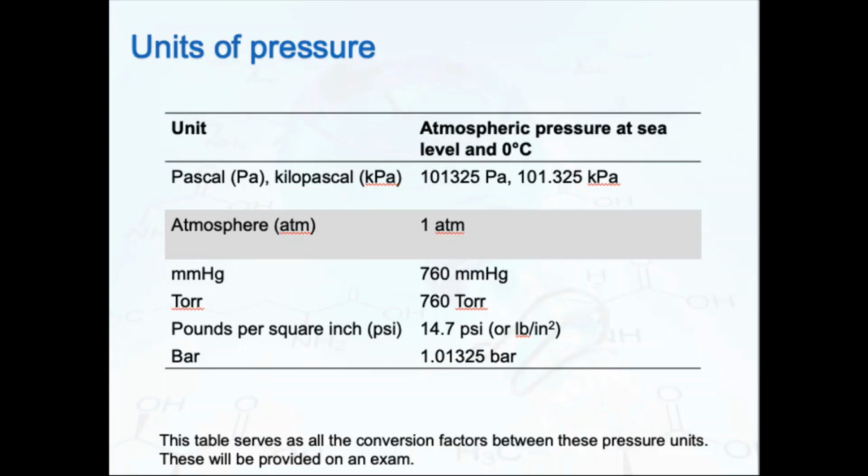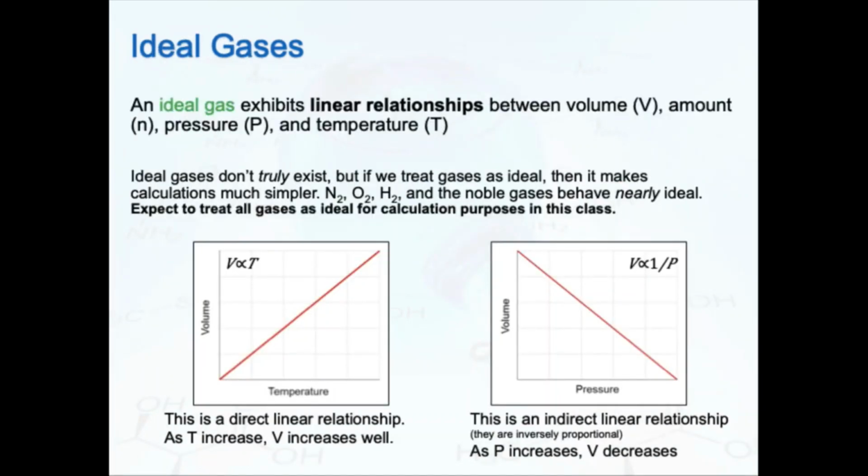Ideal gases, like I was mentioning earlier, exhibit linear relationships between the volume, the amount, so the moles, and the pressure, as well as the temperature. So those are the relationships I was talking about a little bit earlier. Ideal gases don't truly exist, but we can treat gases as ideal to make our calculations simpler. It basically includes the noble gases, N2, O2, and H2. They all behave nearly ideal. So this makes our calculations much, much easier. So in chemistry, you're going to expect to treat all gases as ideal for calculation purposes.